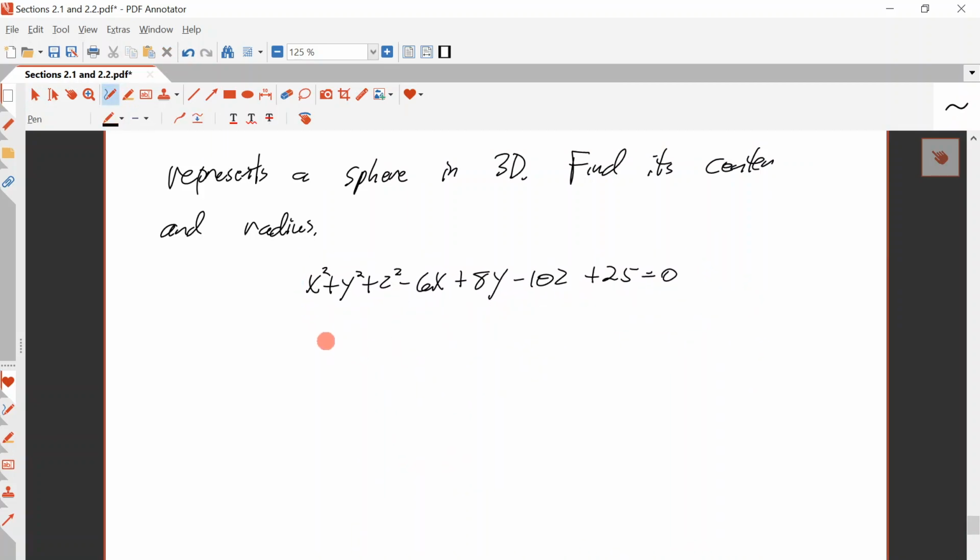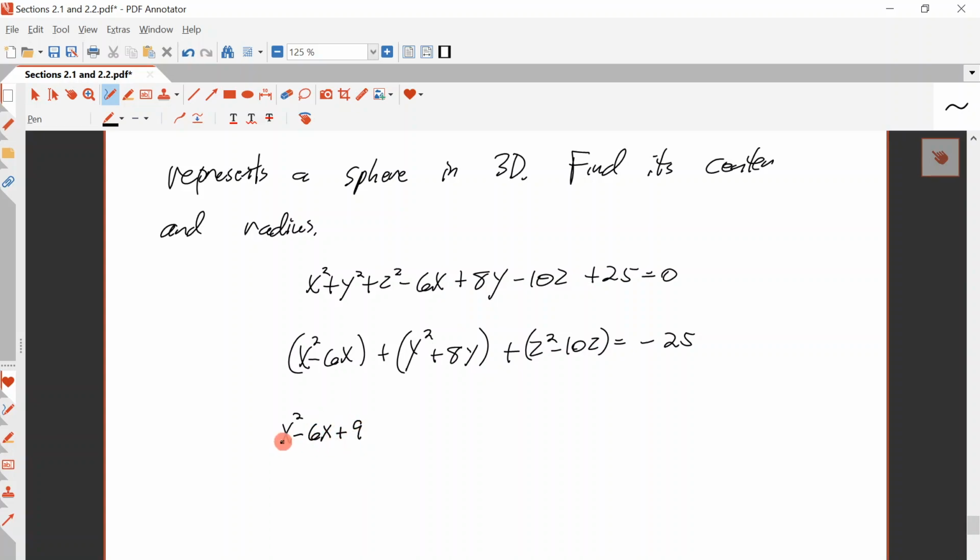I'm going to put the x terms together: x² − 6x + y² + 8y + z² − 10z = −25. Put the constant term on the other side, and complete the square for x, y, and z. We take the coefficient of x, y, and z, divide by 2 and square it. So 6 over 2 is 3, squared is 9. So I get x² − 6x + 9 over here, and then I have to add the 9 over here.